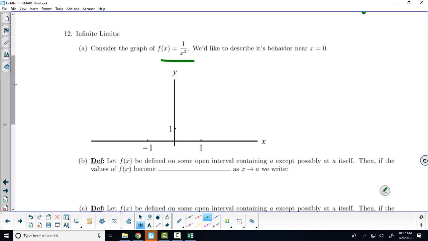Let's look at the graph of f of x equals 1 over x squared. The graph of this function looks something like this. Let's talk about how I know what little I knew about this graph. First of all, if I plug in 1, it spits out a 1, because 1 squared is 1, and 1 divided by 1 gives me 1. Does everyone agree that these are two points on the graph: 1, 1, and -1, 1?